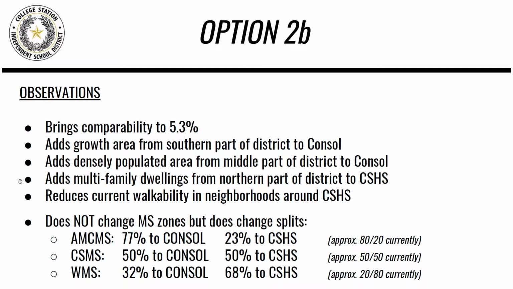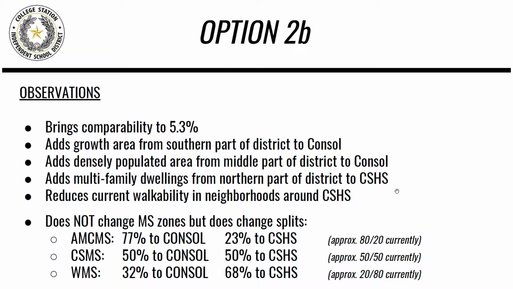Yes? All right. Does not change middle school zones, but again, we'll take a look at the splits it generates, 77 to 23, as opposed to the current 80-20, 50-50 at CSMS, which reflects what we have now. Wilburn Middle School, 32% Consol, 68% College Station High School. Option 2B.